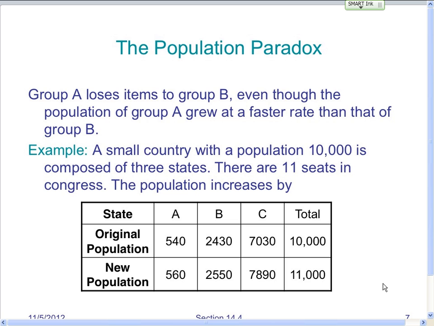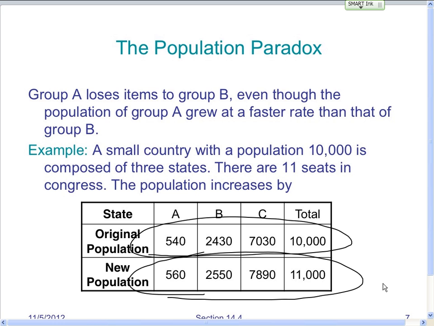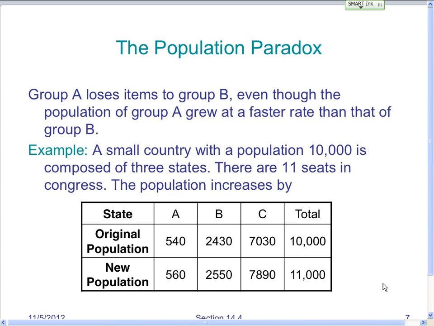So here we have the original, and here we have the increase in population. State A went from 540 to 560. The total went from 10,000 to 11,000. What we need to do is figure out the percent increase.